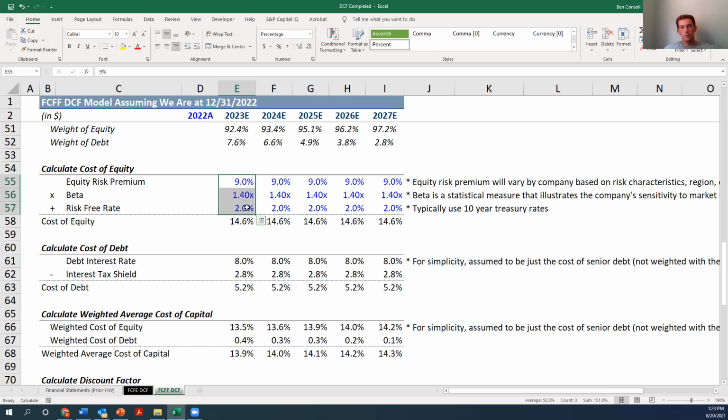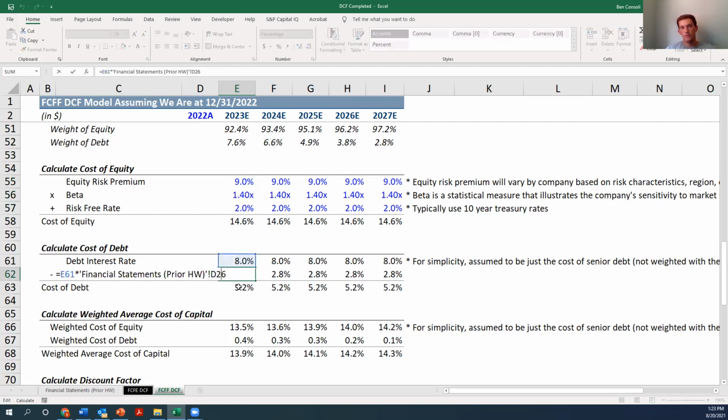So what you do is you multiply the debt interest rate, so that's your current prevailing interest rate. In reality, you want to use the entire cost of debt. So if there's a discount or something along those lines, you want to use the debt interest rate. And then you want to multiply by 1 minus the tax rate, and that'll get you to this 5.2 number.